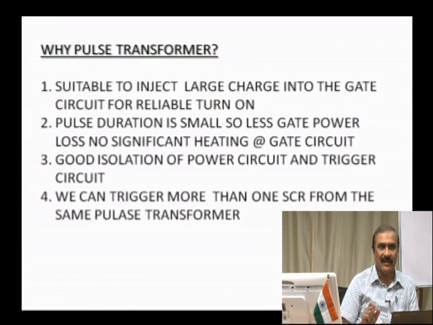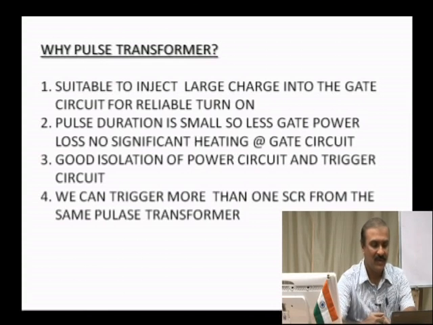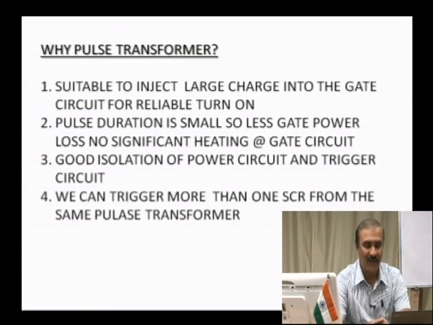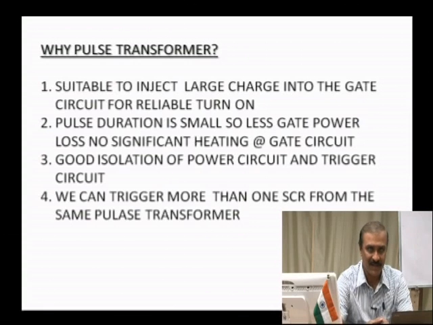So, that is why this separation or isolation is very important concept. For isolating this circuit, this type of pulse transformer triggering is essential. And one more thing, we can trigger more than one SCR from the same pulse transformer. This is another great advantage. It is not available in your R and RC circuits. So, you can trigger more than one SCR from the same pulse transformer.